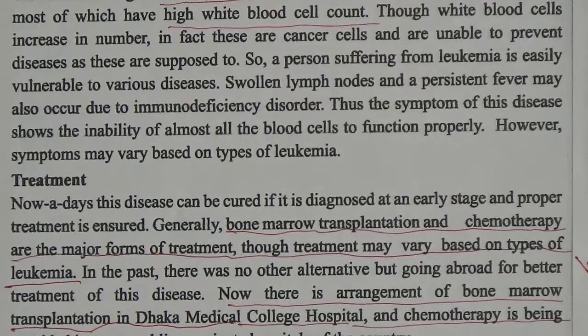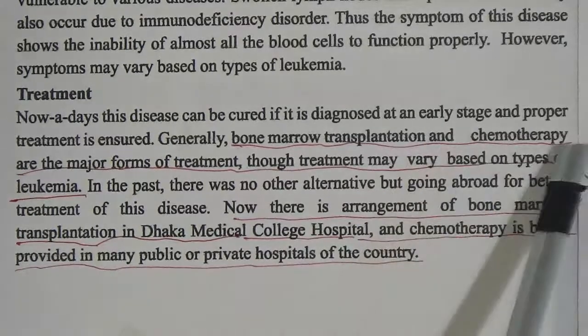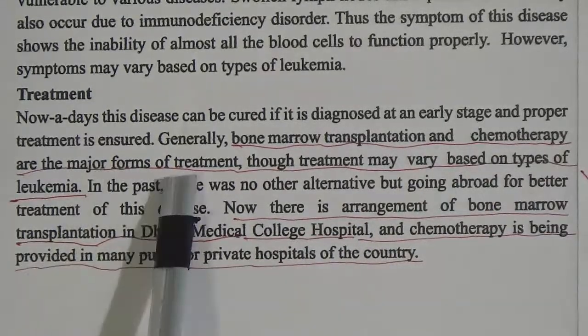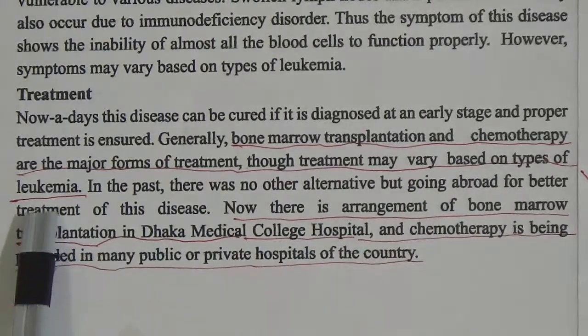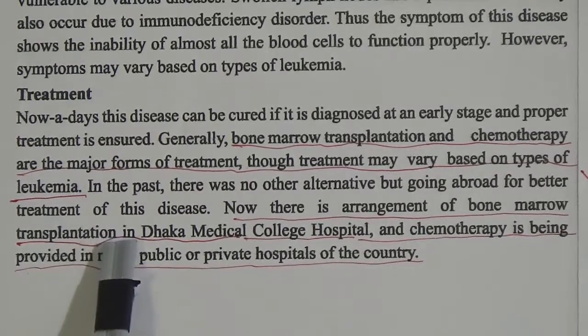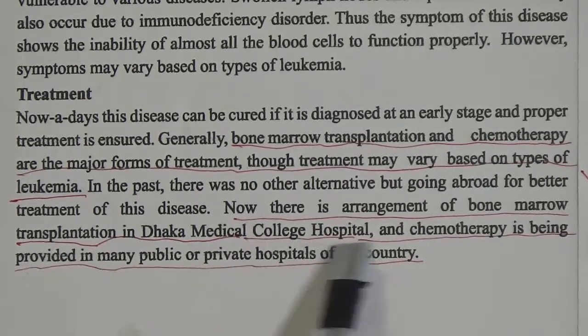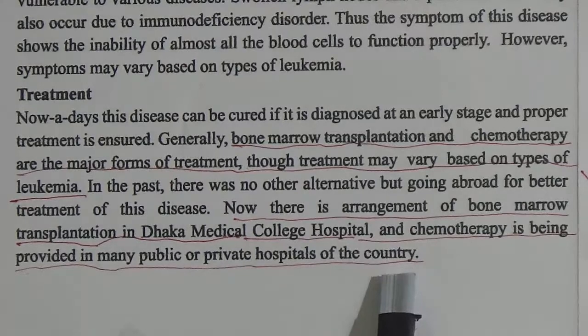Now come to the treatment. Generally bone marrow transplantation and chemotherapy are the major forms of treatment, though treatment may vary based on the types of leukemia. Now there is the arrangement of bone marrow transplantation in the Dhaka Medical College Hospital, and chemotherapy is being provided in many public and private hospitals in our country.